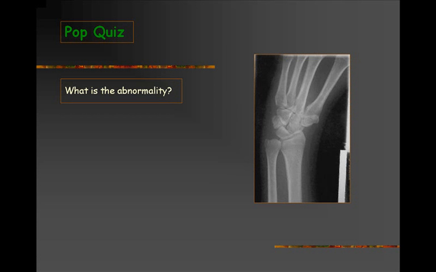Here's a pop quiz. No history available. What is the abnormality? The answer is congenital absence of thumb. Simple and straightforward. Always remember to look at all parts of the X-ray, and the first principle is: is your entire anatomical part included or not?